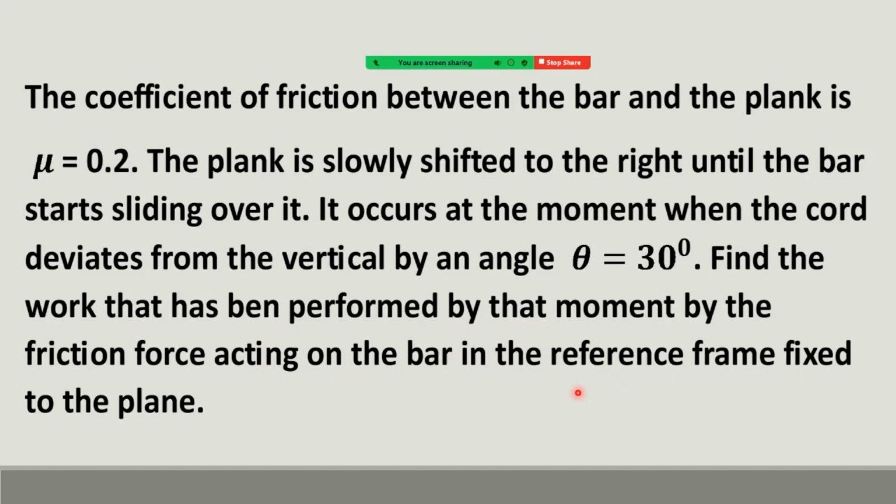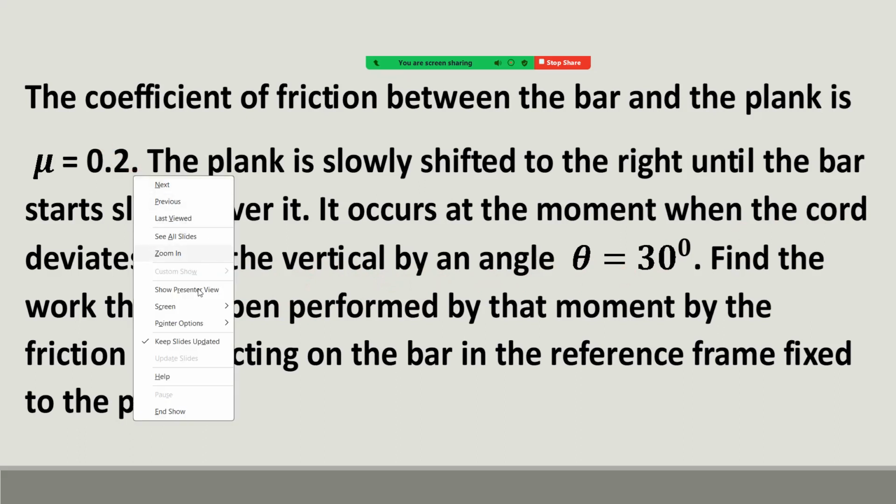So in the reference frame fixed to the plane, that means it is the ground frame. So we have to calculate now the work done by frictional force. And the key points are, the plank is slowly shifted. This is one key point. And when the cord deviates, that means at which instant the bar starts sliding, that is when the cord makes angle 30 with vertical. So these are now key points to start the problem. Let us see.